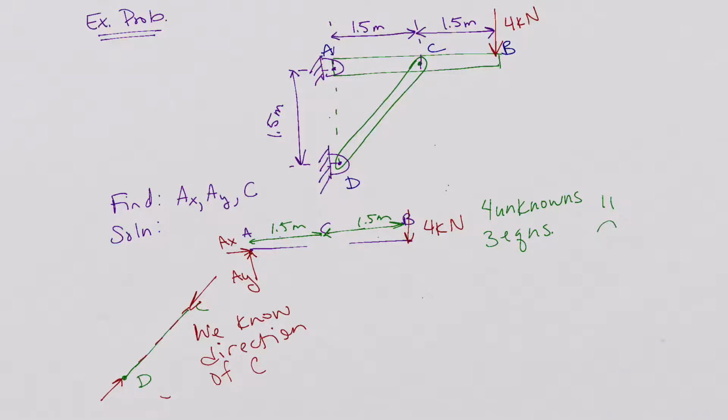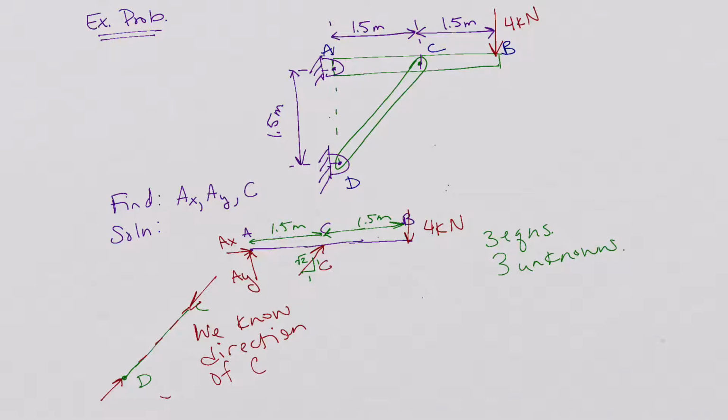So for C, we actually know it's going to be in this direction. And it's 1.5 meters and 1.5 meters. So it's just a 1, 1. And I guess this would be square root of 2 if you wanted to put that there. So we do know the direction of C. So once we know the direction of C, we still have our 3 equations, but now we have only 3 unknowns. So we can go forward with that.